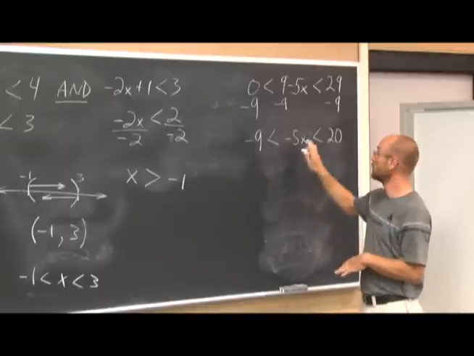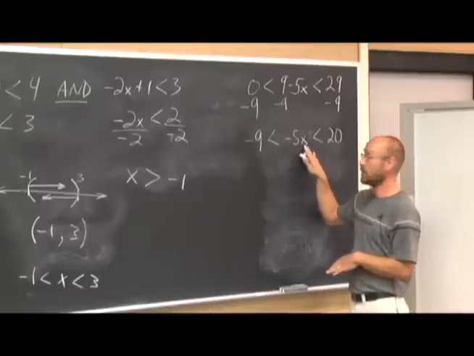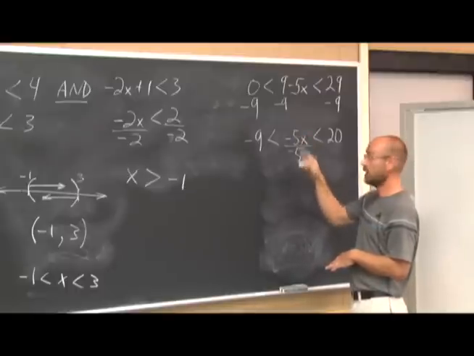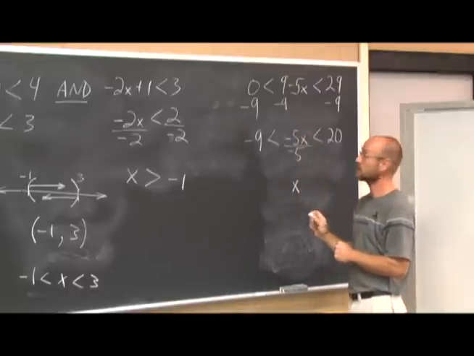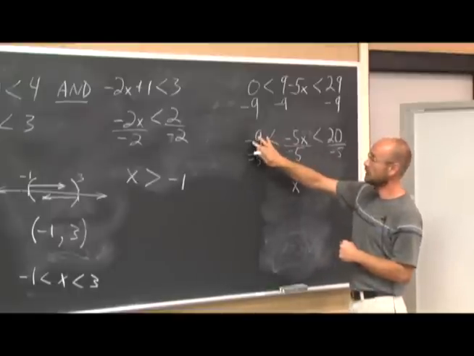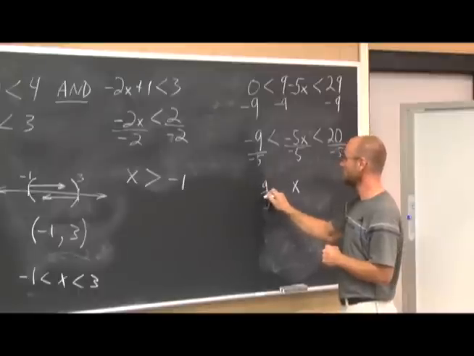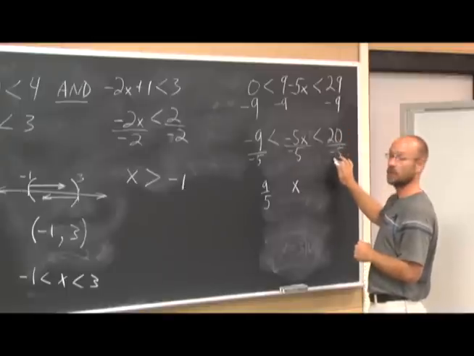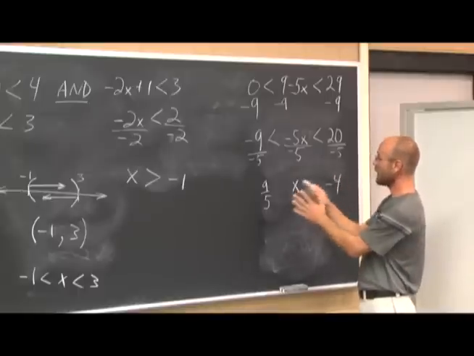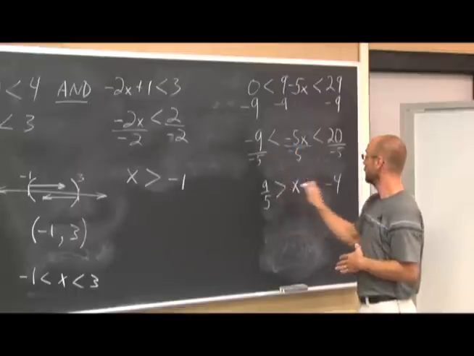And now we have to divide by negative 5. My goal is to get x by itself. Well, I'm about to divide by a negative, so when I divide by negative 5, it goes from being a negative to a positive value of x. When I divide this by negative 5 and this by negative 5, negative 9 over negative 5 is a positive 9/5. We had a sign change. 20 divided by negative 5 is negative 4. Now, because I had these sign changes, I have to be consistent and remember to change the sign.